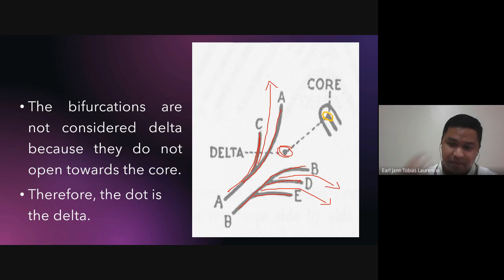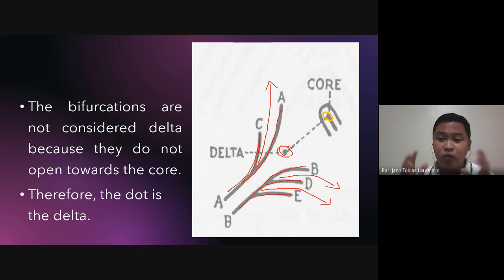Again, I am repeating so that you will not be confused. We are only using the bifurcation as a delta if the opening of the bifurcation opens toward the direction of the core. Therefore, if they do not open towards the direction of the core of the pattern, we will not select them as the delta of the pattern.